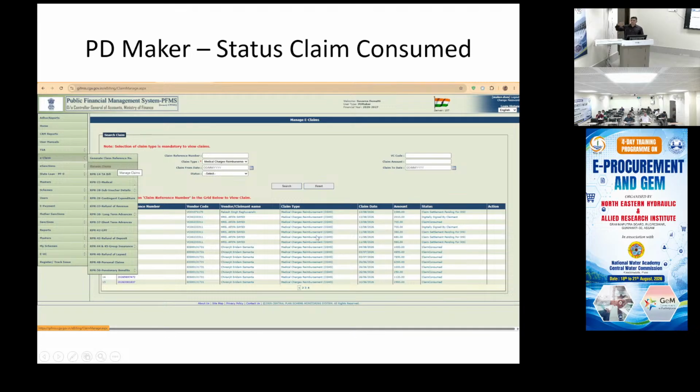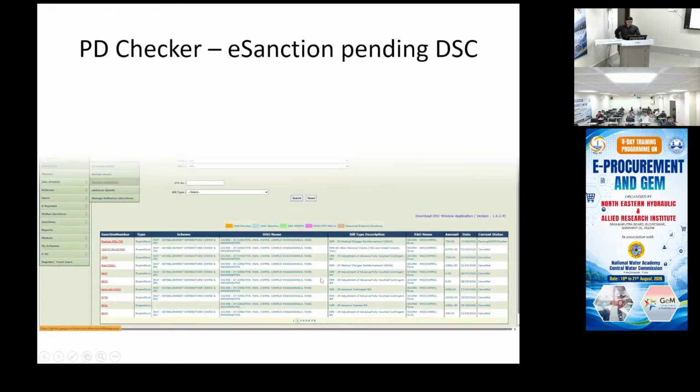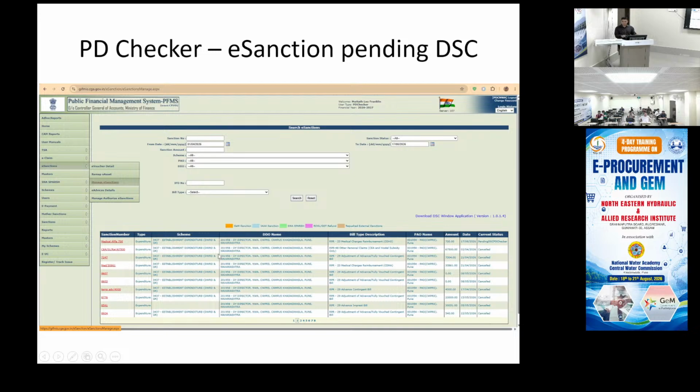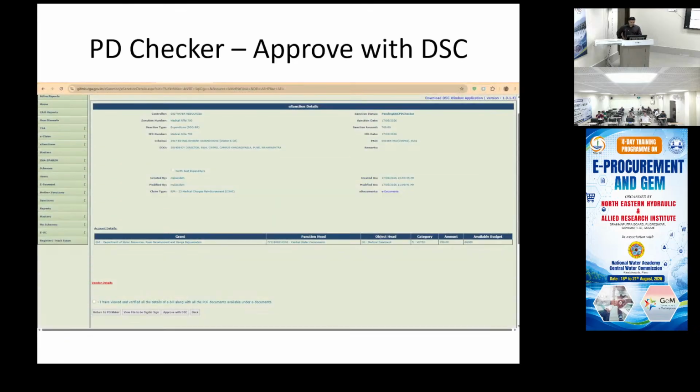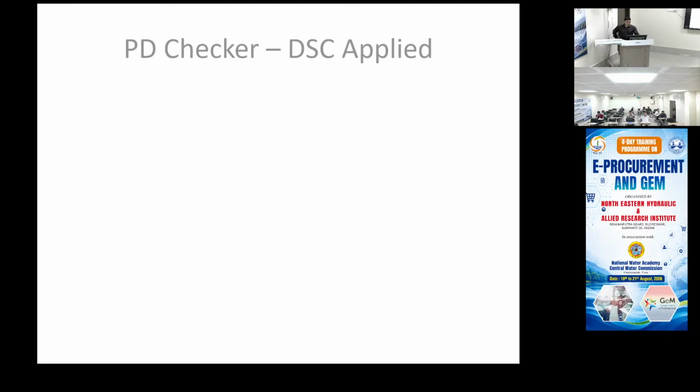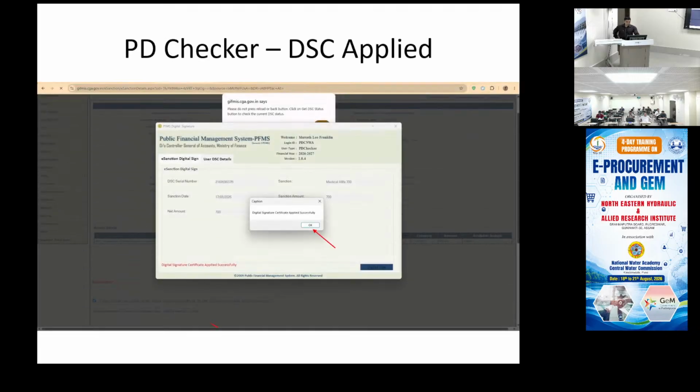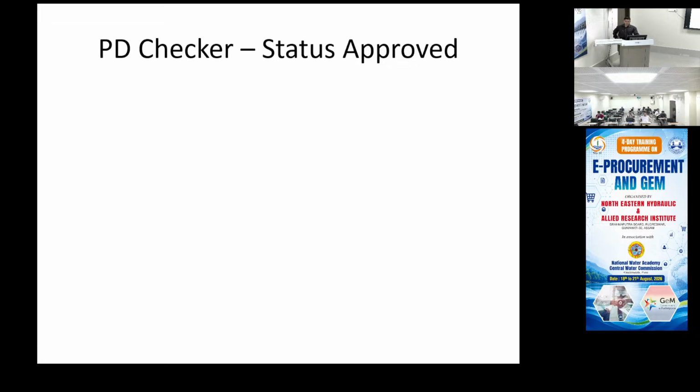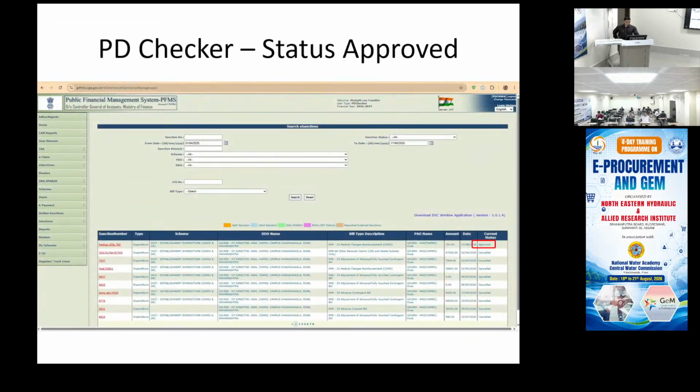Once it goes from the accounts office, it shows claim consumed. Irrespective of whether it has been passed or not, it will show claim consumed. Now when the PD checker opens his e-sanction, manage e-sanctions, it will show pending DSC of the PD checker. And the PD checker simply has to approve with the DSC. Once that is done, the status will show approved. Once it is approved, it goes to DDO.